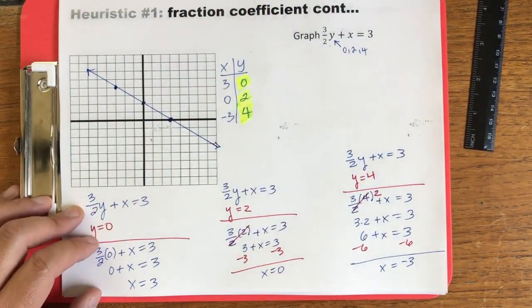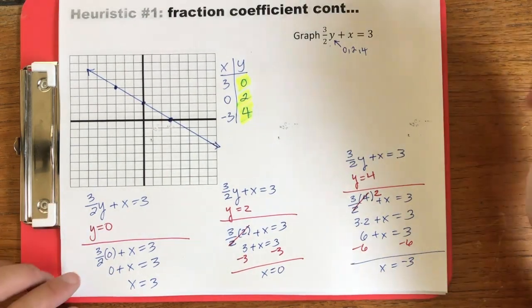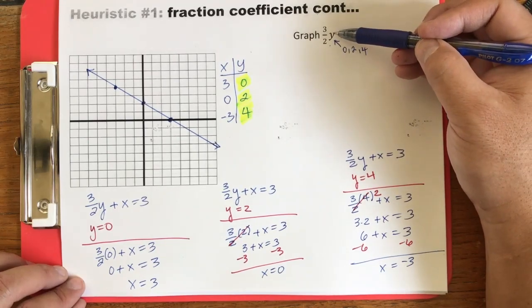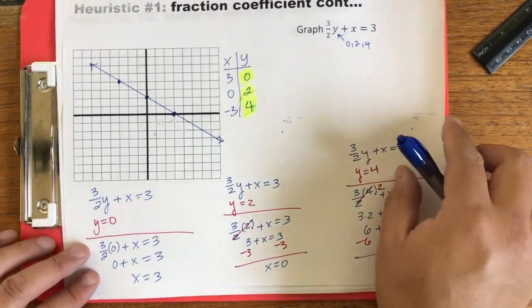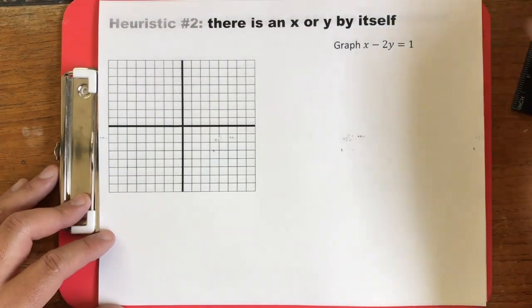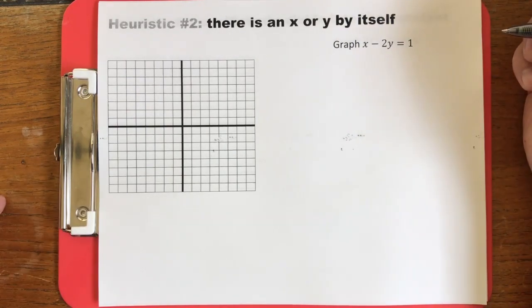And now we're done. Okay, so the first heuristic is if you have a fraction, put in a multiple of the denominator in the variable next to the fraction. Okay, now we're looking at the second heuristic. In our new problem, there are no fractions. So now the question is, what do I plug in here?